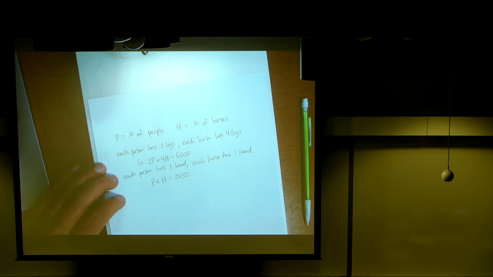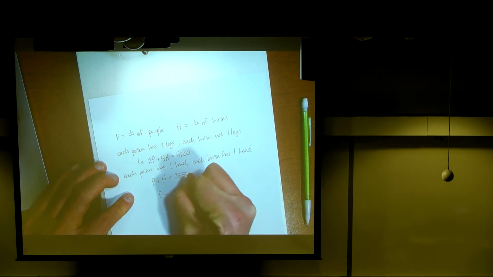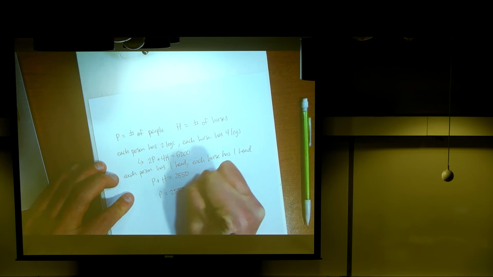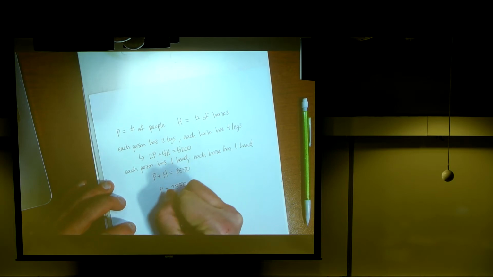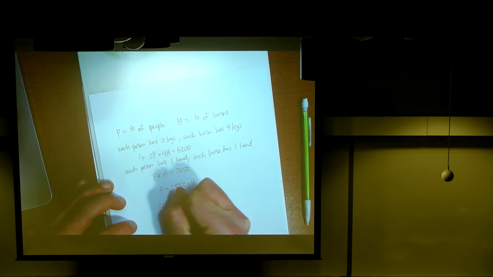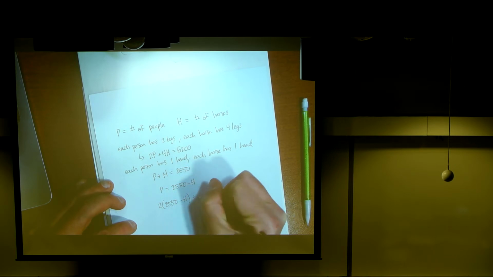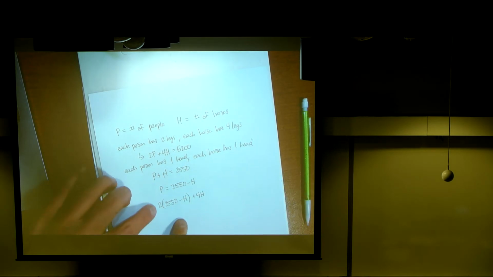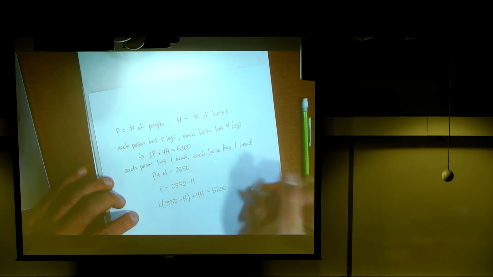So we're going to sub one of these variables out. We can choose which one we do. Let's just say P is equal to 2,550 minus H using the second equation. And let's plug that into the first equation, which gives us 2 times 2,550 minus H plus 4H equals 5,200. All right?